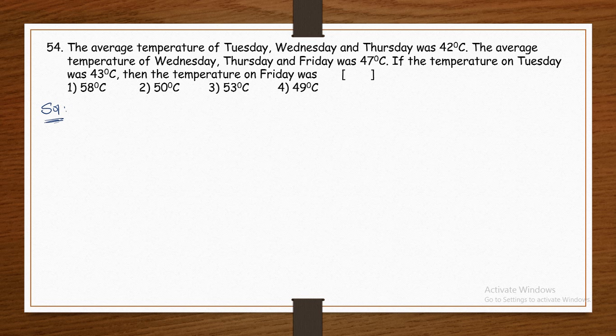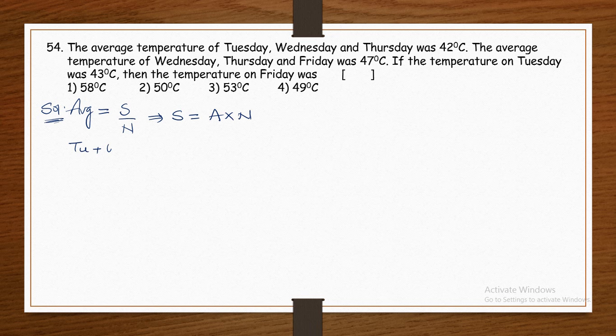Simply, average means sum of observations divided by number of observations. So average is equal to sum of observations by number of observations. From this I am going to consider the sum of observations: sum of observations is equal to average into number of observations. Now first, I am going to consider the sum of the first 3 observations. So sum of observations is given by, so here sum means whose sum?